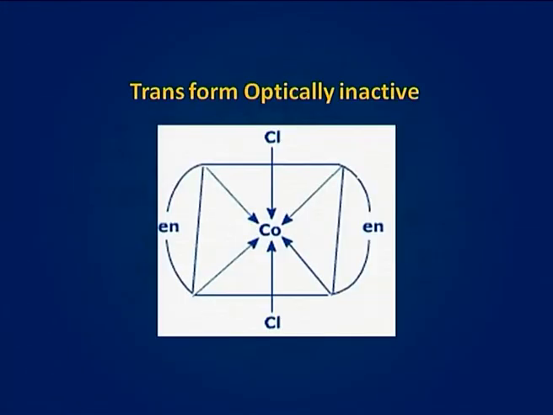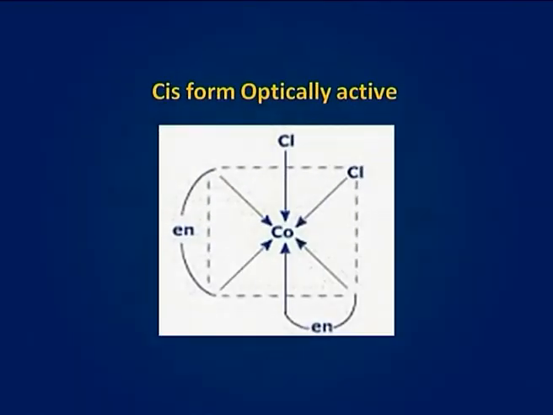In this example, the trans isomer is optically inactive while the cis isomer is optically active. Here is the trans isomer. You can see here is an axis of symmetry, therefore this isomer, that is the trans form, is optically inactive. But in the cis form, there is no axis or plane of symmetry and also the mirror image is non-superimposable. Therefore, the cis form of the complexes of the type M(AA)2XY or M(AA)2X2 is optically active.